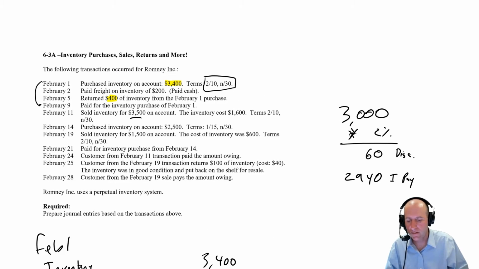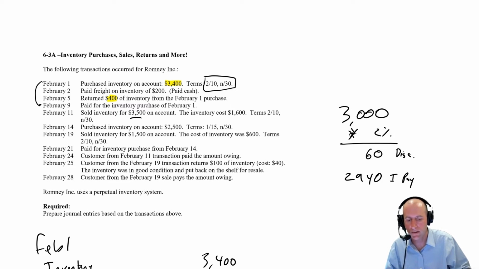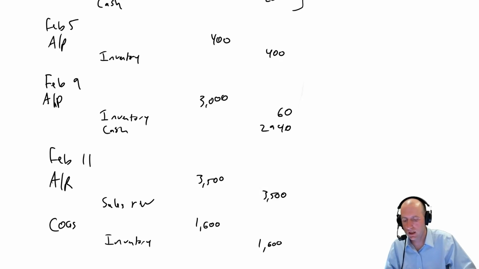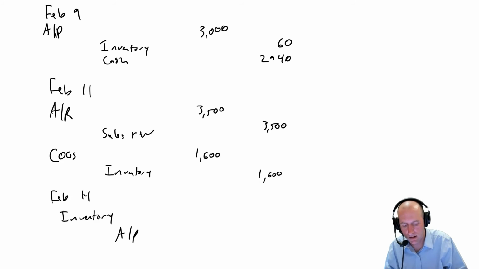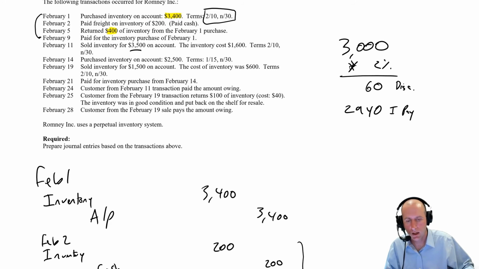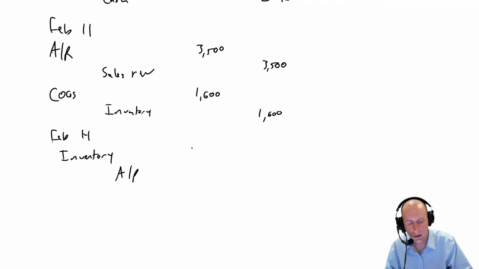February 14th, Valentine's Day. Well, now we're starting to juggle. We purchased some inventory, $2,500, terms 1/15, net 30. All right, so Feb 14th. Debit inventory, credit AP for an inventory purchase, and the amount was $2,500.